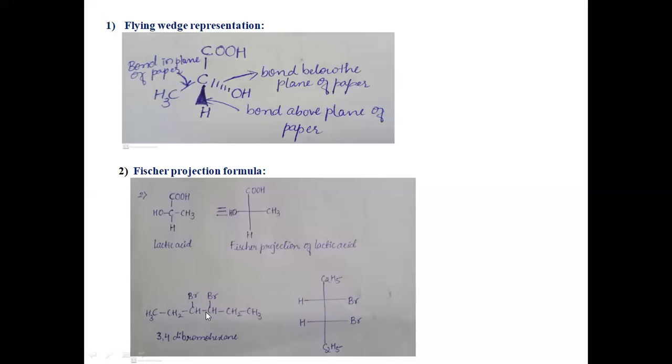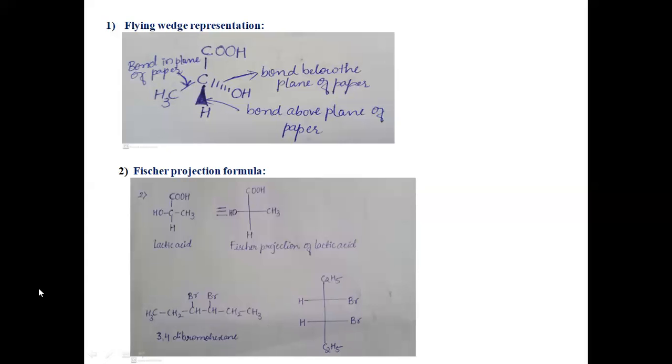Next, the fourth chiral carbon atom. It is bonded to hydrogen, so writing here hydrogen. Then it is bonded to bromine, so we are writing bromine. And again it is bonded to the C2H5 group, that is, the ethyl group. So here we have two chiral carbon atoms, so we are drawing two points of intersection to represent them, and then writing all the groups bonded to those two chiral carbon atoms. So this is about the Fischer projection formula.